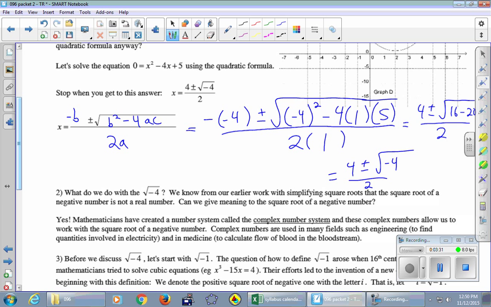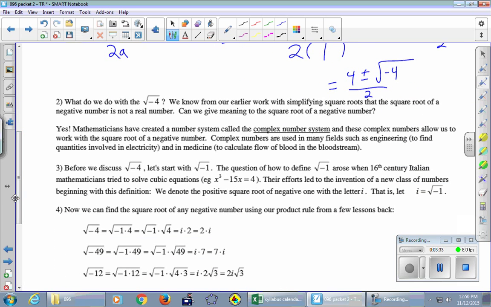But now we're going to go further with this one. What do we do with that square root of negative 4? We know from our earlier work with simplifying square roots that the square root of a negative number is not a real number. Can we give meaning to the square root of a negative number? And the answer is yes. Mathematicians have created a number system called the complex number system, and these complex numbers allow us to work with the square root of a negative number. Complex numbers are used in many fields, such as engineering, to find quantities involved in electricity, and in medicine to calculate the flow of blood in the bloodstream.